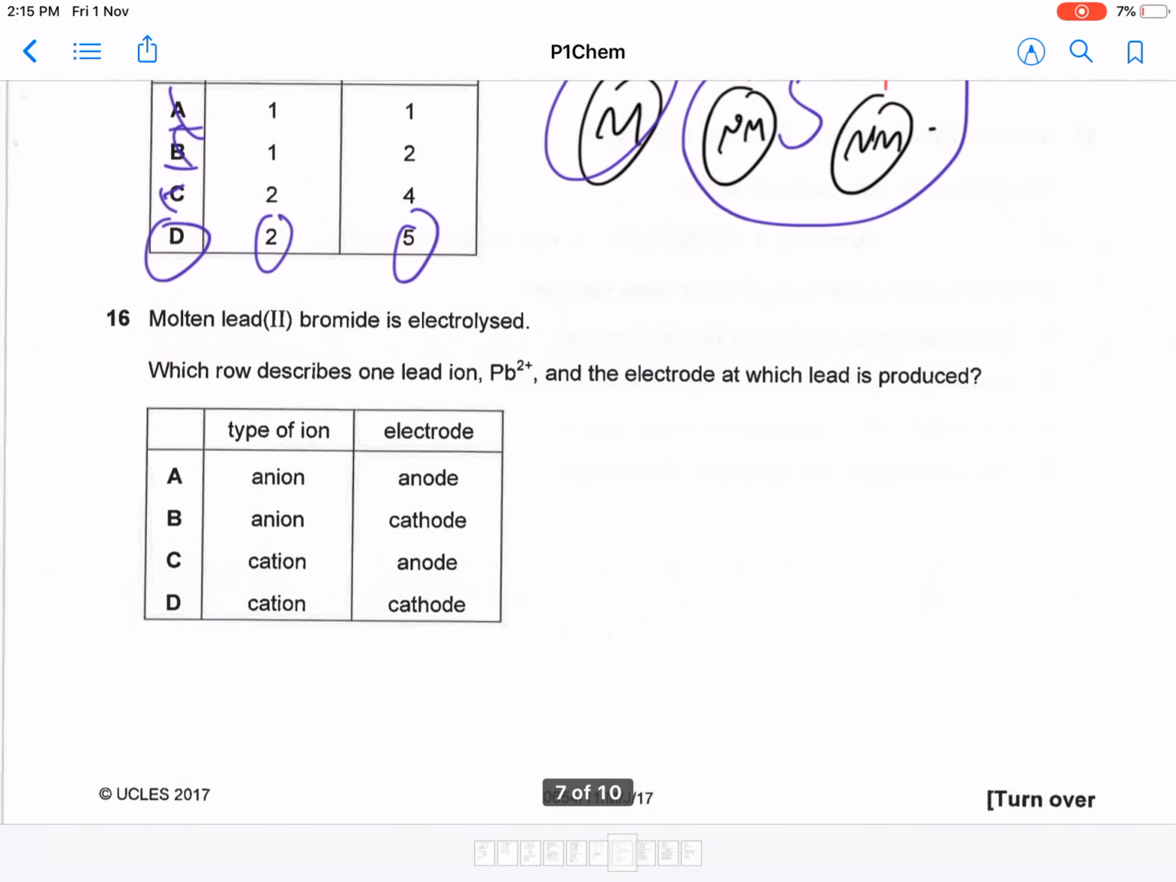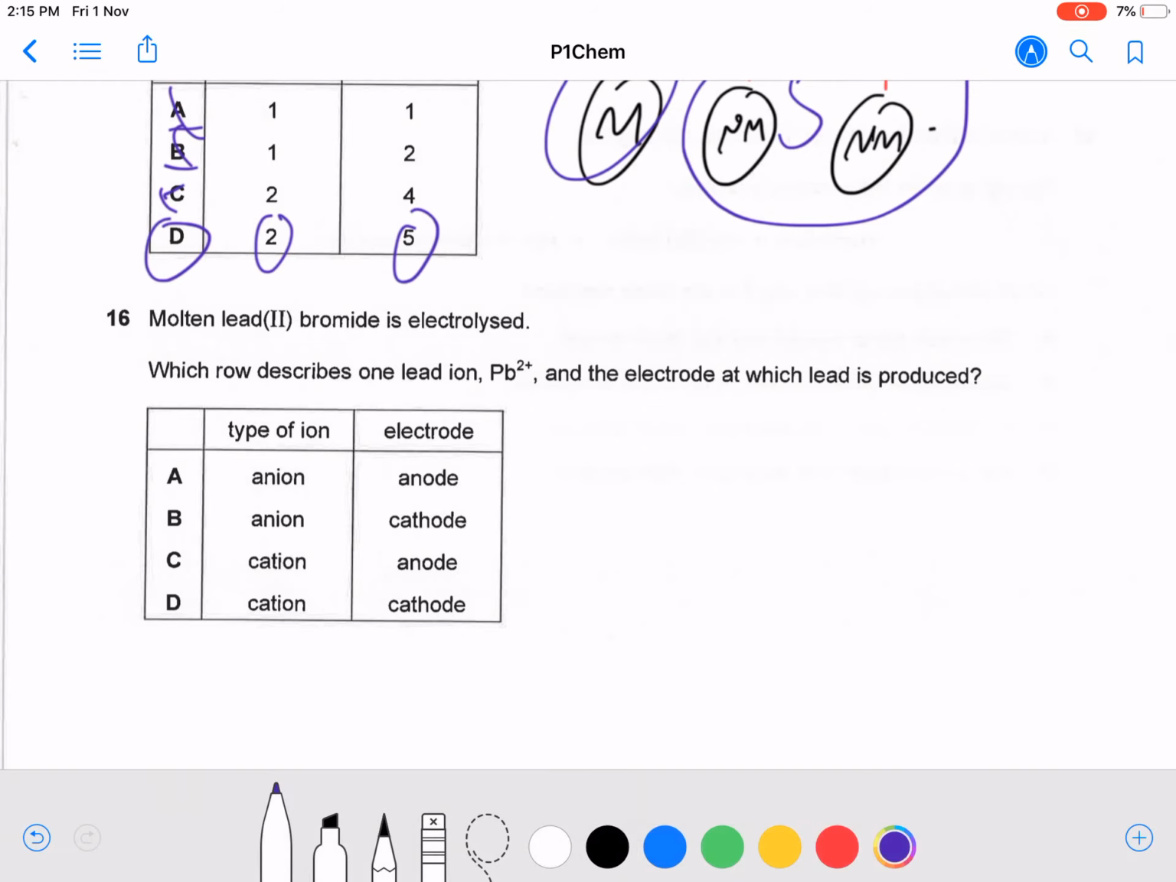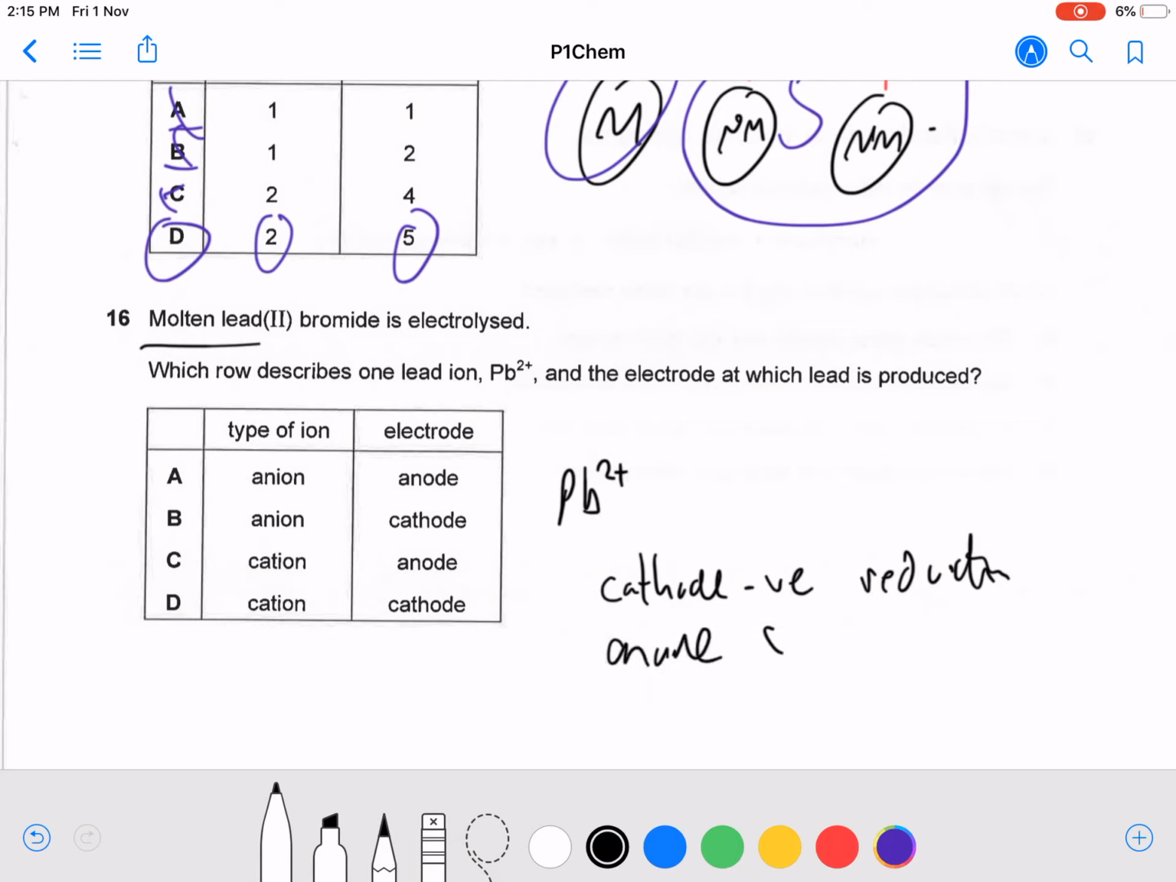16. Which row describes one lead ion, Pb2+, and in which electrode? So it's electrolysis, it's molten, so we don't have the water problem. We know the cathode is negative, where reduction occurs. The anode is positive, where oxidation occurs. This is for an electrolytic cell.